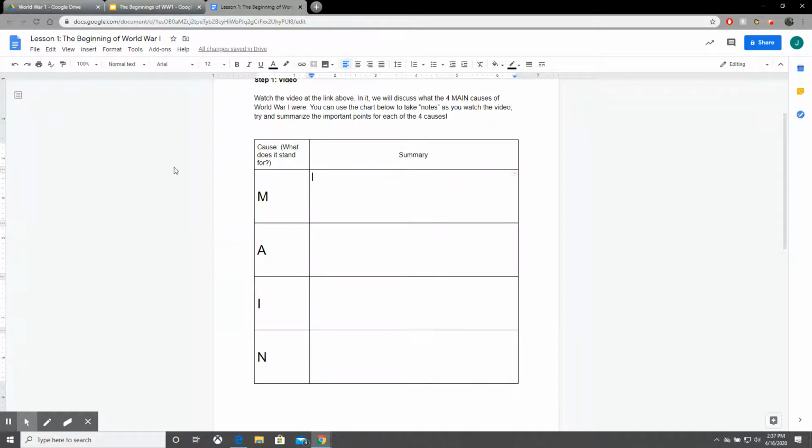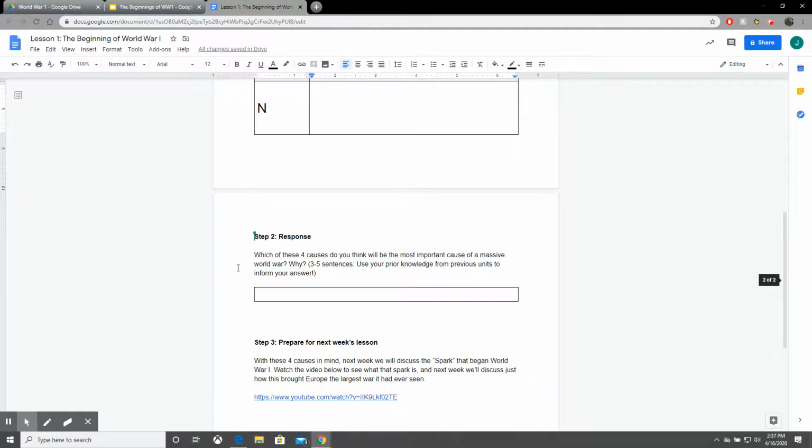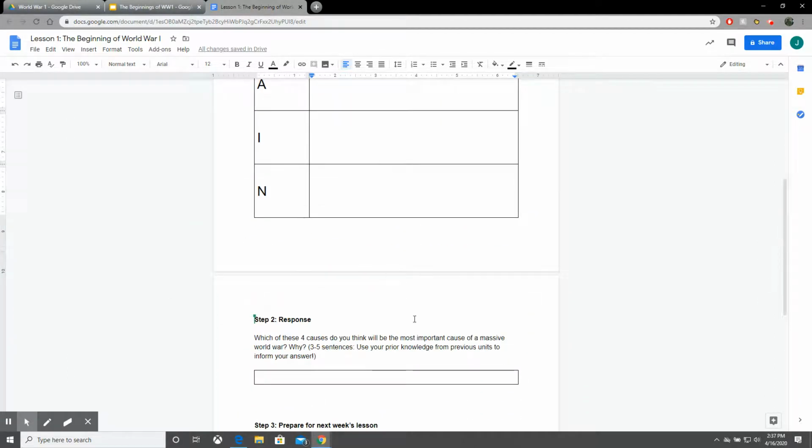So as I'm talking, I'm going to flip back to my PowerPoint here in a second. You can use this sheet to take your notes here. You've got the letters on the sides. You've got the place to type your summaries, and this will kind of be our notes. And then we'll move on to the response section afterwards.